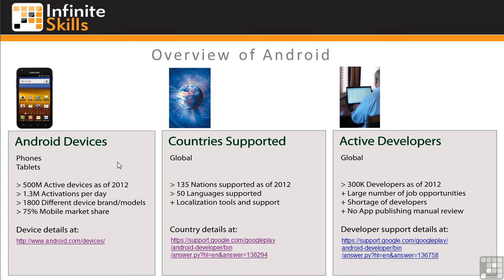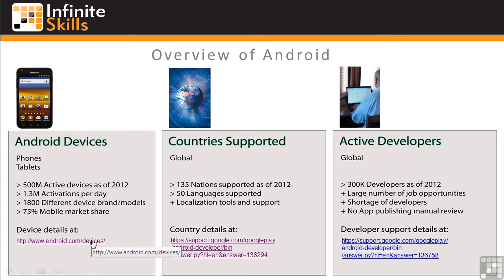As of 2012, there are over 500 million active devices. There are over 1.3 million activations per day, and over 1,800 different device brands and models. And Android has just over 75% of the mobile market share. Android has a website with a nice web page where you can see the listing of these devices.